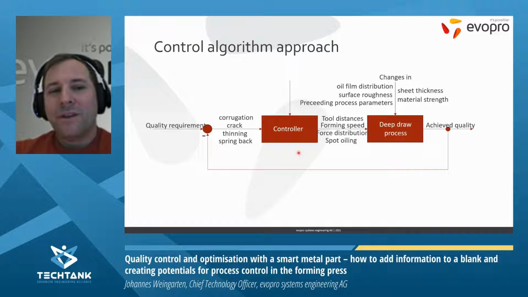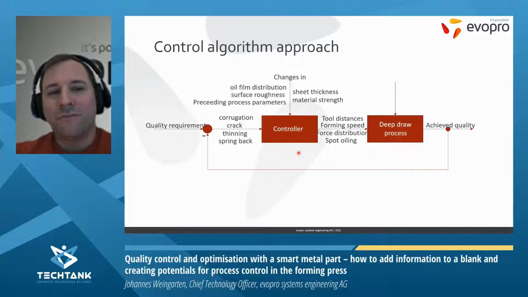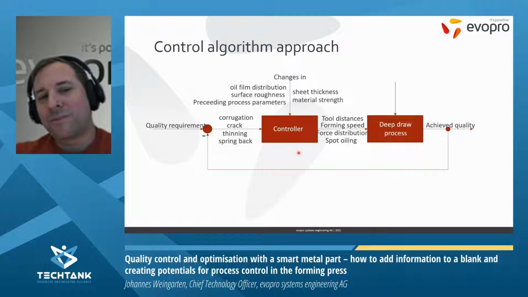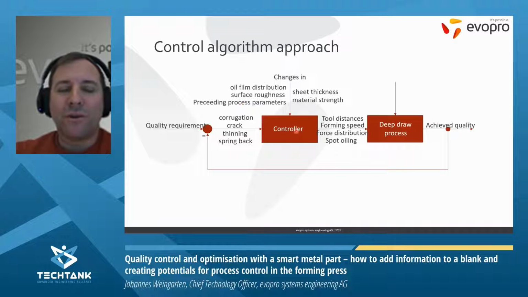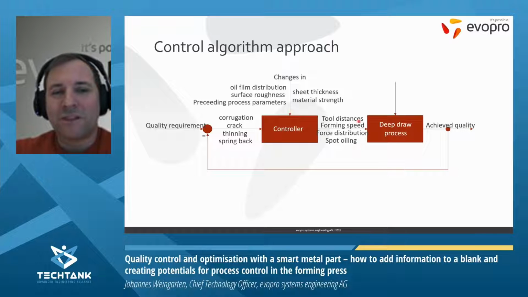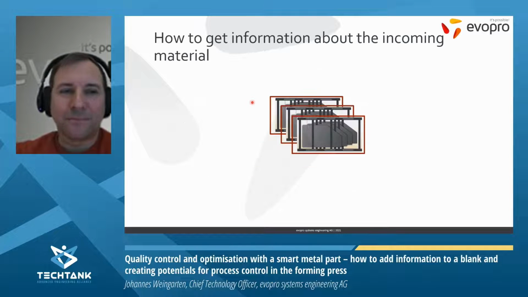What if you would be able to move the knowledge about the oil film distribution, surface roughness, all these topics to the controller? Then you would suddenly have the possibility, before the quality is getting down, to control or to adjust the adjustment tools with the right control algorithm, with the knowledge about these things.